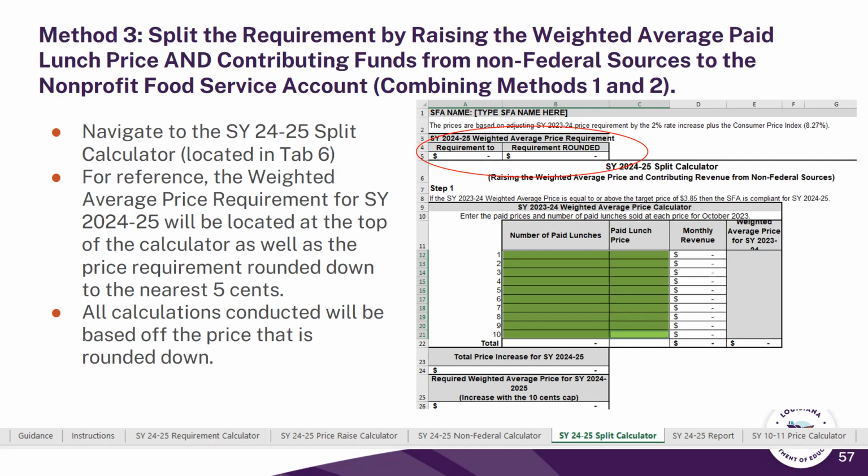For reference, the weighted average price requirements for school year 24-25 will be located at the top of the calculator, as well as the price requirement rounded down to the nearest 5 cents. All calculations conducted will be based off the price that is rounded down.